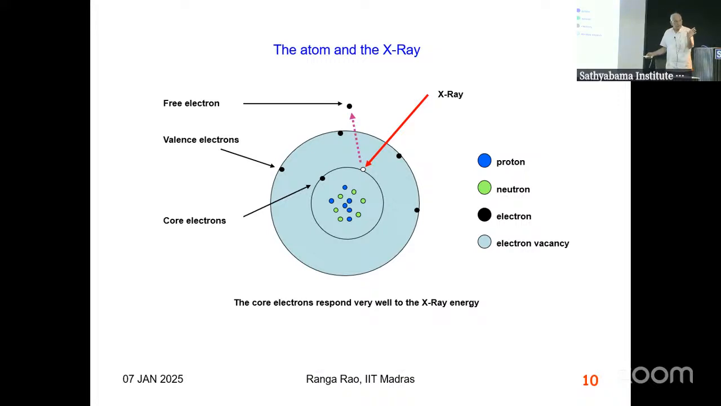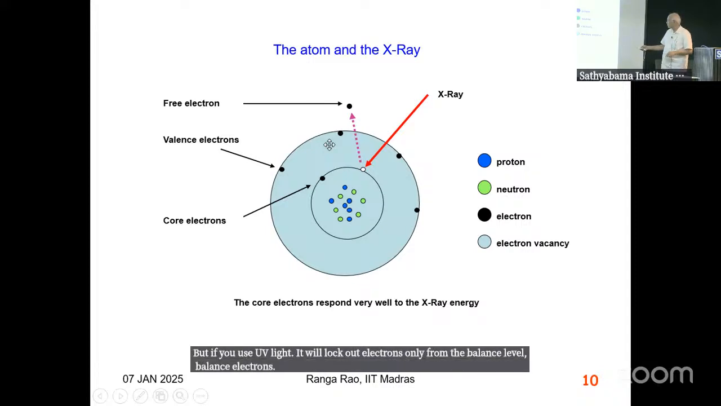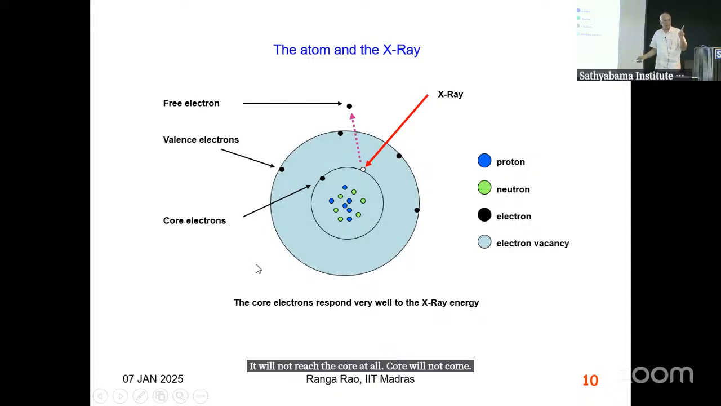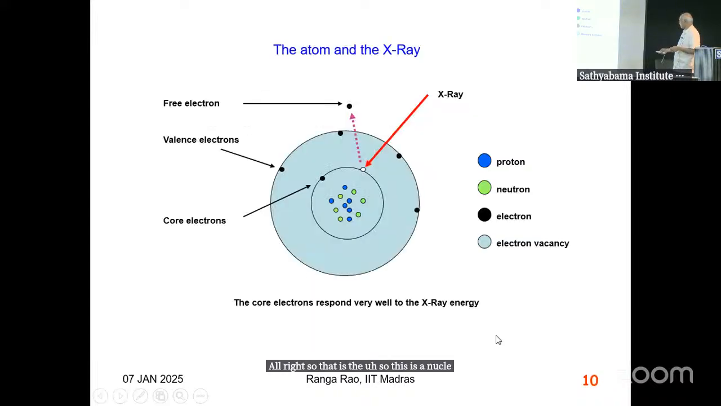But if you use UV light, it will knock out electrons only from the valence level, valence electrons. It will not reach the core at all. Okay. All right. So this is the nucleus, of course.